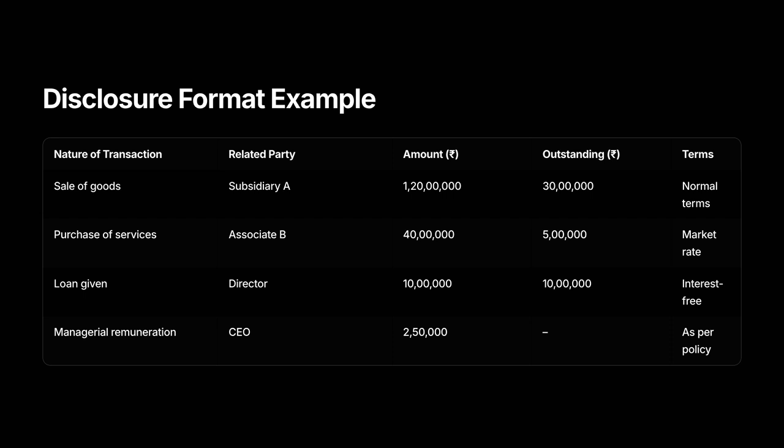14. Disclosure format example. When you present disclosures, be clear and consistent. State the nature of the transaction, the related party, the amount, and any balance at year-end. Also show short-term notes. For example, interest-free loan or market rate for services. Tiny example line: loan to director, amount 1 million rupees, outstanding at year-end 1 million, interest-free.